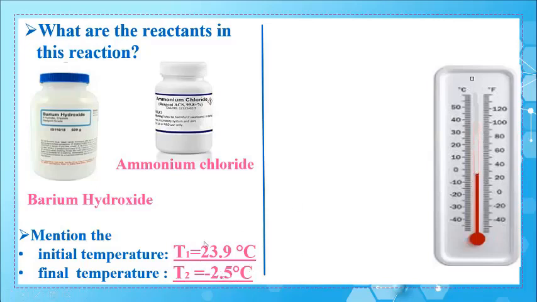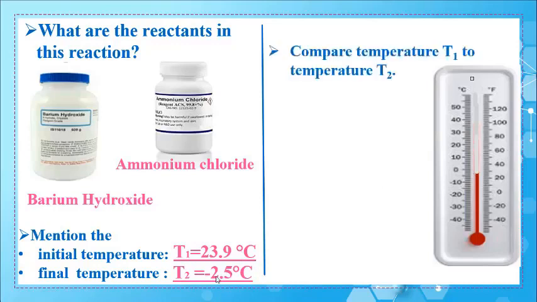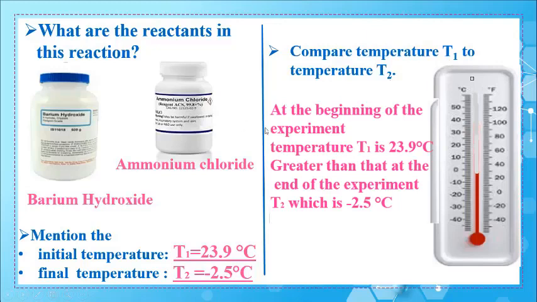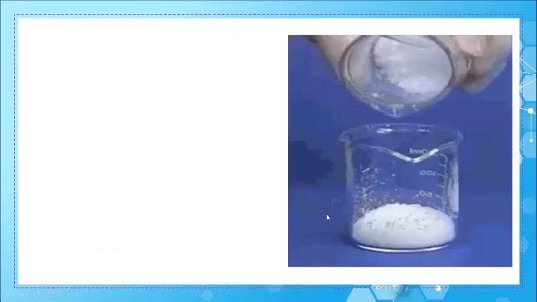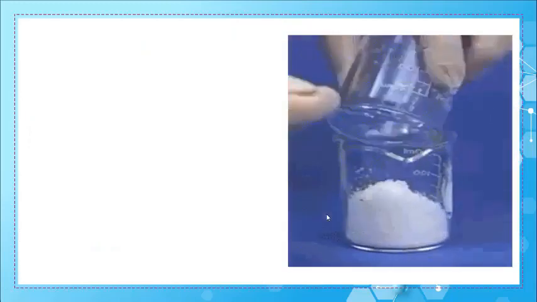Then could you give me one word to describe this variation? Good, it's decreasing. The temperature is decreasing. Now, compare temperature T1 to T2. Don't forget, the temperature T1 is 23.9 degrees Celsius, greater than that at the end of the experiment, T2, which is minus 2.5 degrees Celsius. Then the temperature is decreasing by itself.